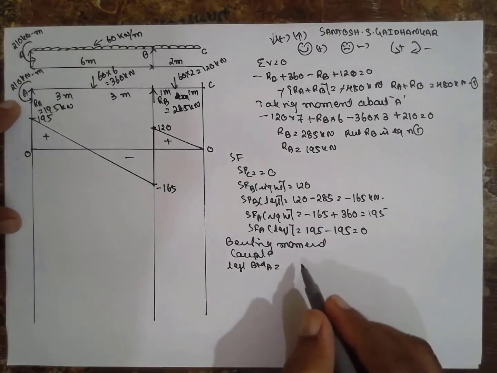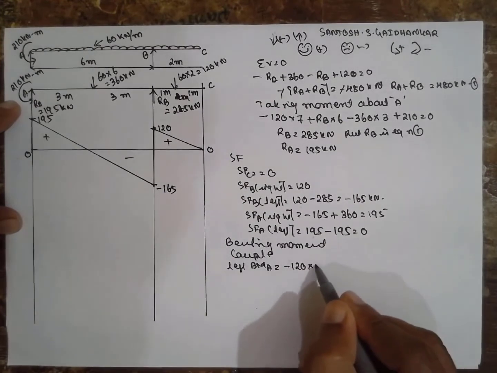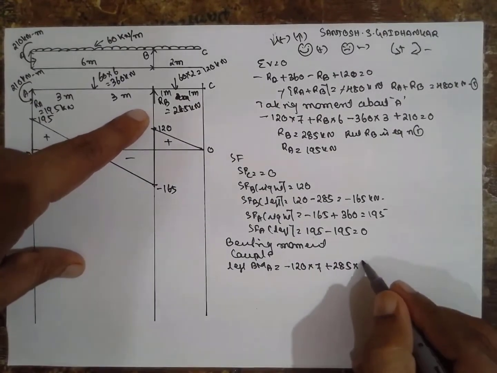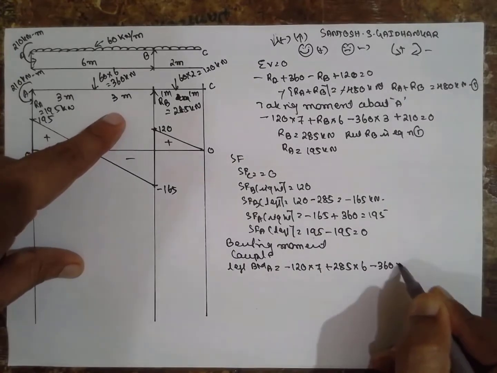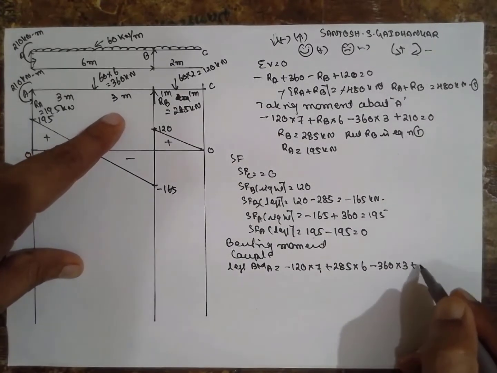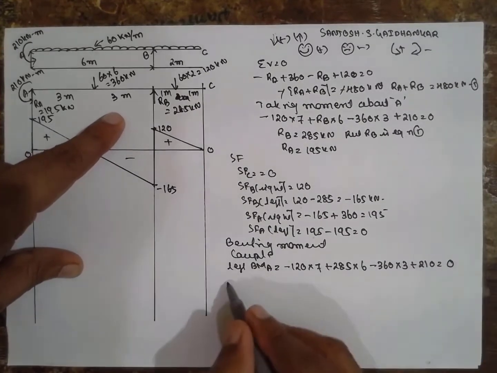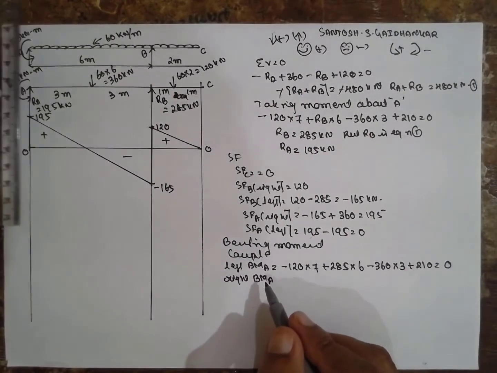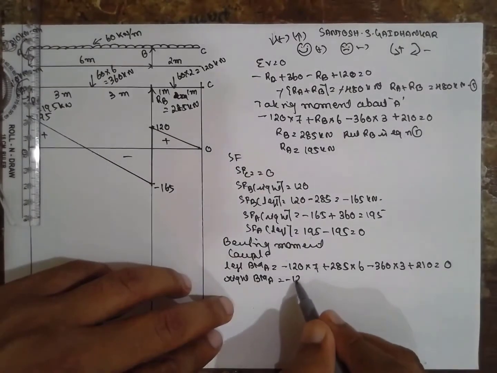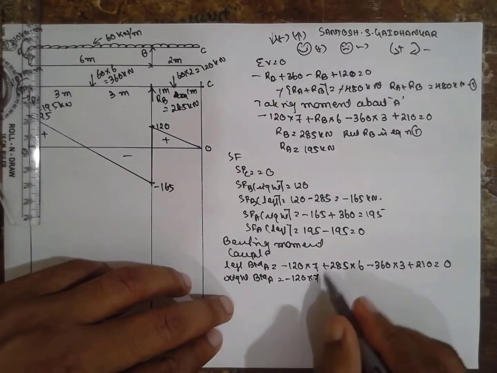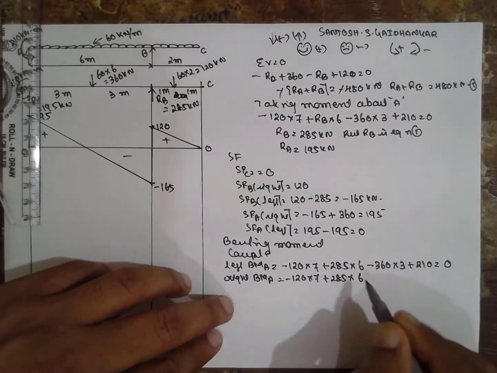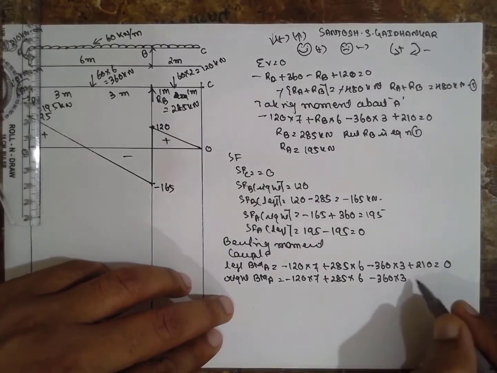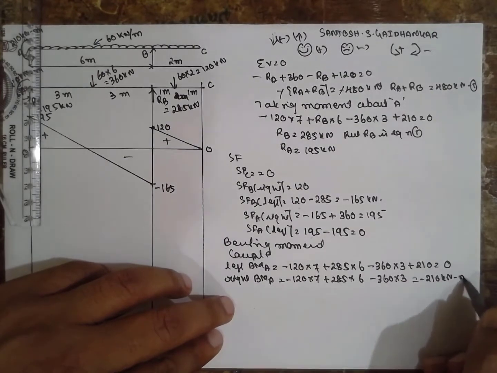Let us go for solution. Minus 120 into 7 plus 285 into 6 minus 360 into 3 plus 210 is equal to 0. Now go for right side. BM at A, right side. That means you have completed left side, now it is right side. Minus 120 into 7, just neglect 210 here, plus 285 into 6 minus 360 into 3. The answer is minus 210 kilonewton meter.